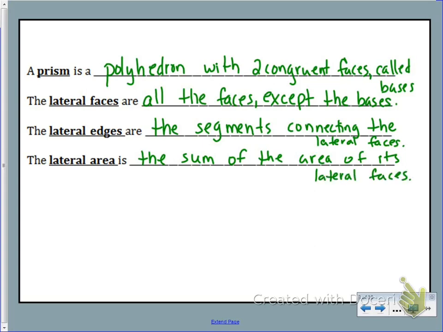So essentially this vocab, you want to take a quick minute to make sense of it. We've already seen the vocab word prism, so we know that that's a polyhedron with two congruent faces. Might be a triangular prism or an octagonal prism. And then the lateral faces essentially are just all of the exposed sides except the bases. So it's lateral. Lateral edges are the edges on the lateral faces. And the lateral area is the area of the entire 3D object except for the bases.